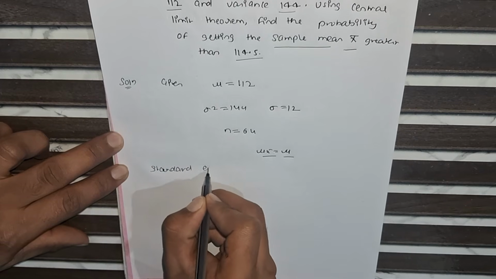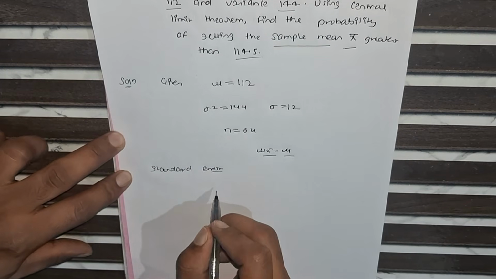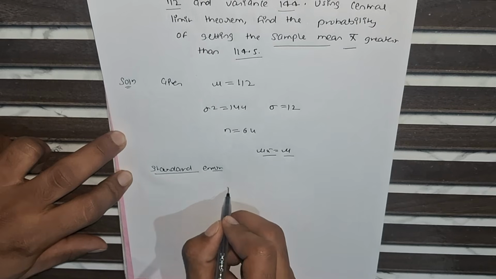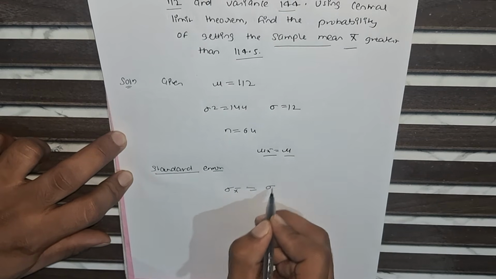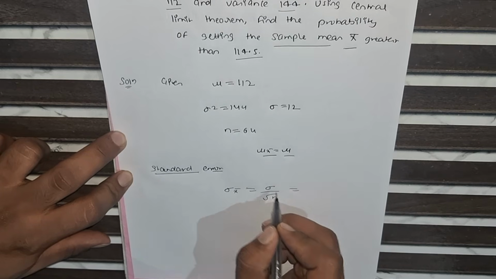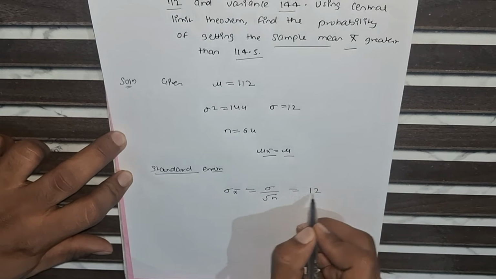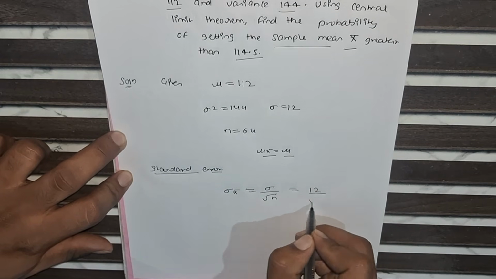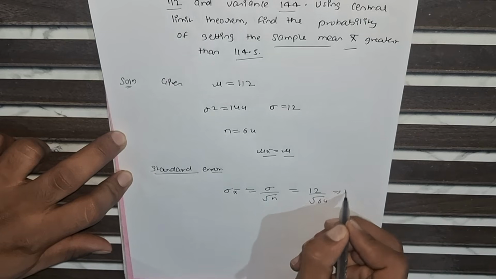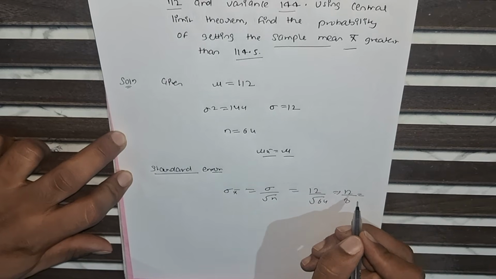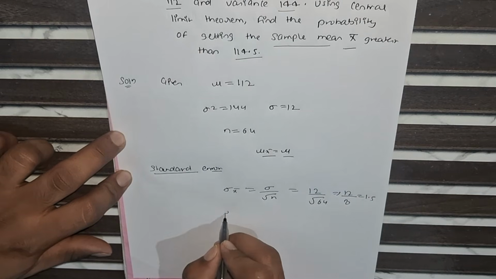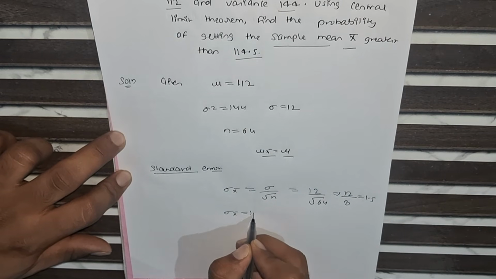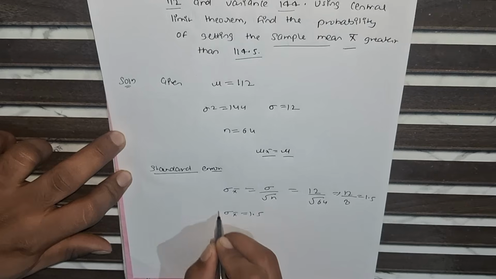Standard error. So what is the formula of standard error? Sigma of x bar is equal to sigma by under root n. So what is the value of sigma? 12, divided by what is the value of n? 64, square root of which is 8. Then 12 by 8, which is 1.5. So the standard error is equal to 1.5.